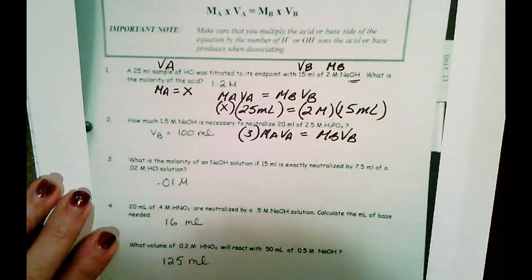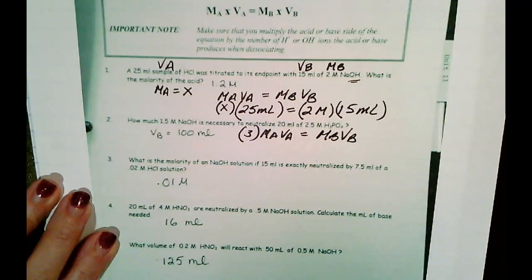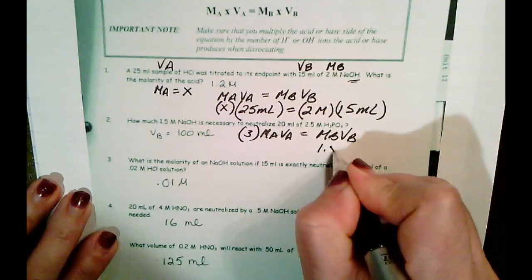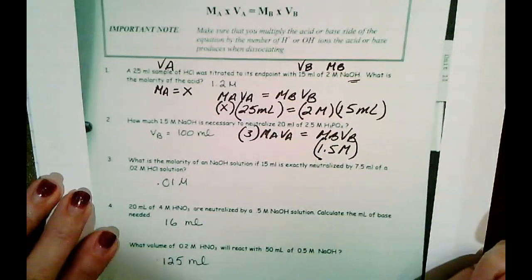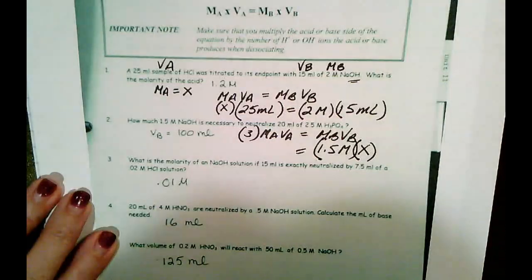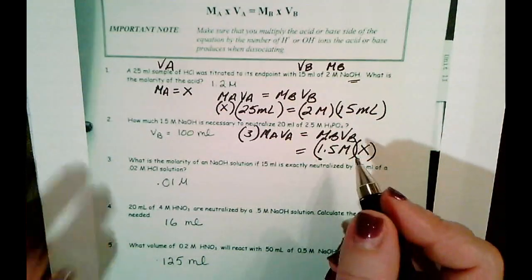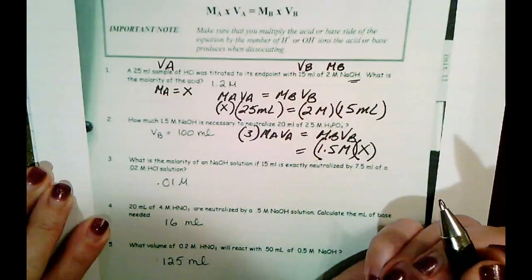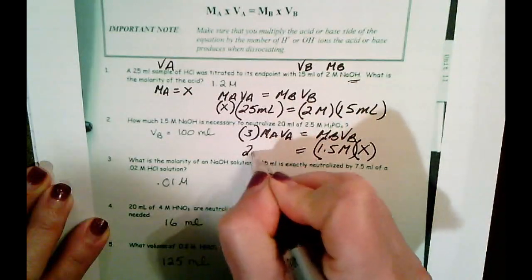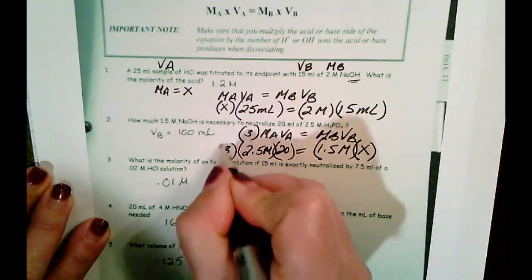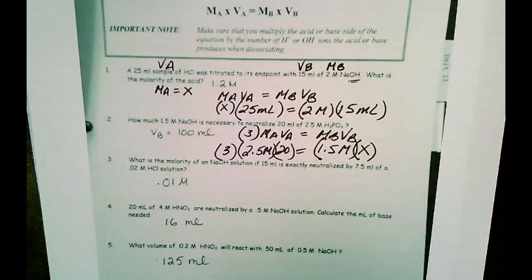So how much 1.5 molar sodium hydroxide? So that's the molarity of the base. How much of it, that's our X, is equal to 20 milliliters of a 2.5. So we have the 2.5 times the 20 times the 3. And then solving for X should get you the 100 milliliters.